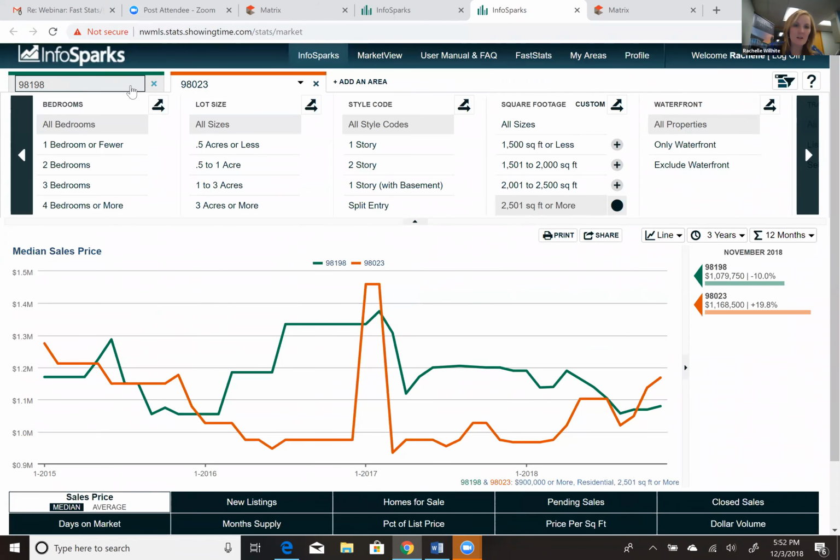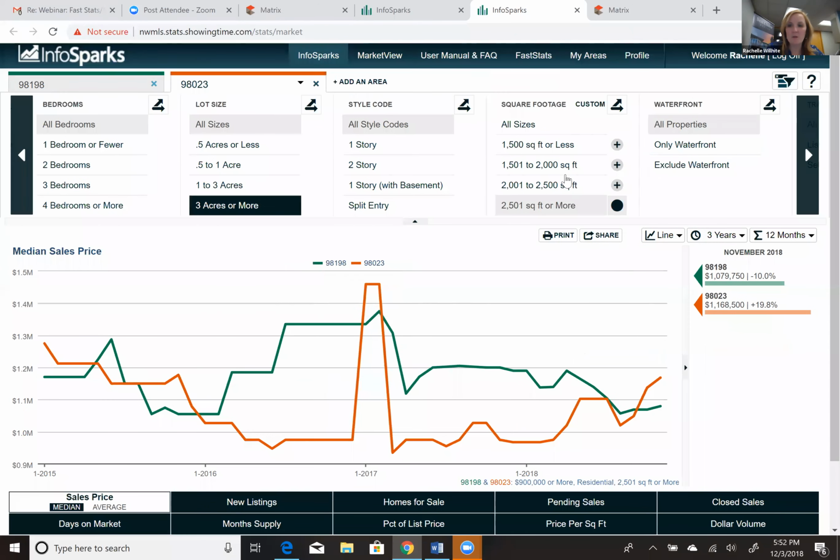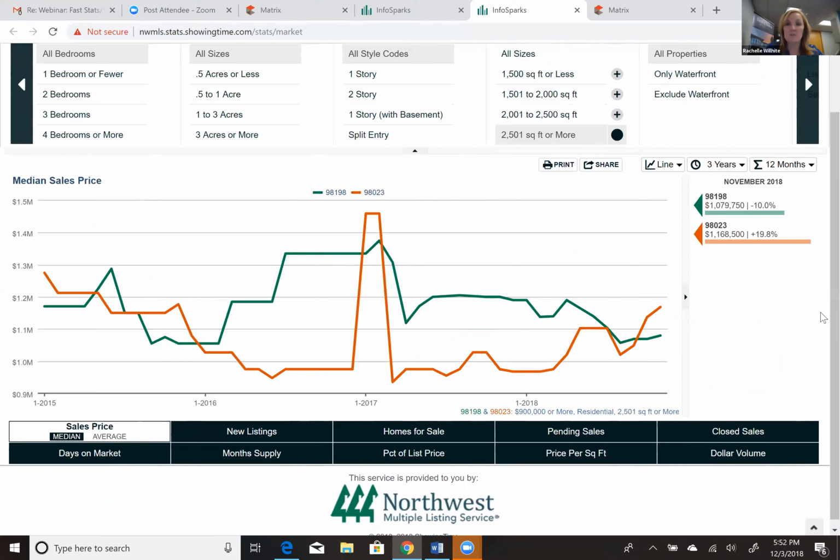I only want to look at 98198 and 98023. And you can notice that 98198, look at how it's gone down 10%, in the median sales price, anything $900,000 or more with the criteria I put above, and 98023 has fared actually better. So I don't know the reason for that. That might be the types of properties. It could be the school district.